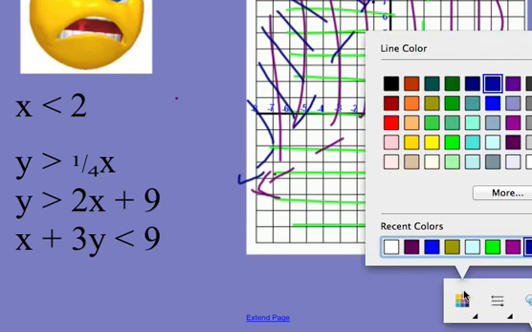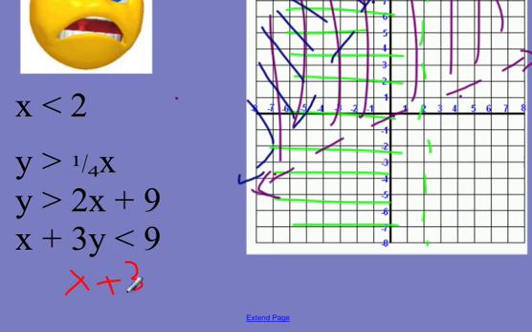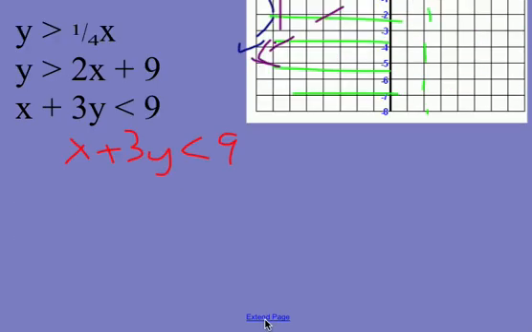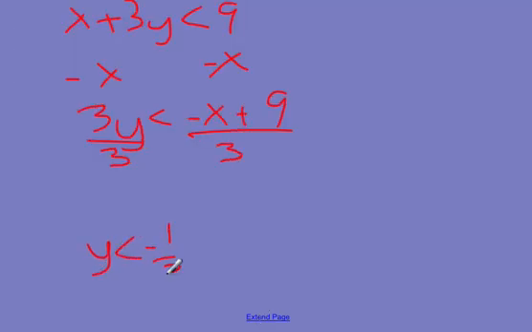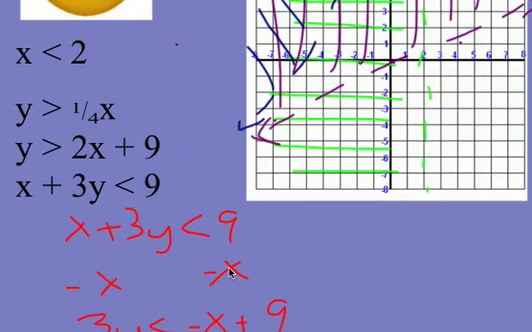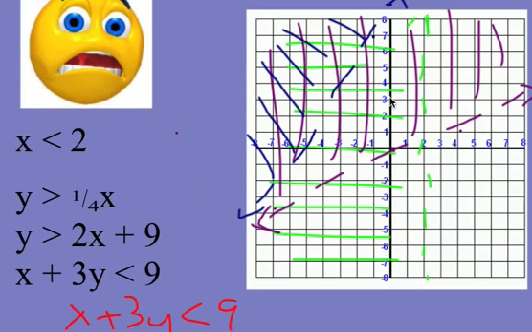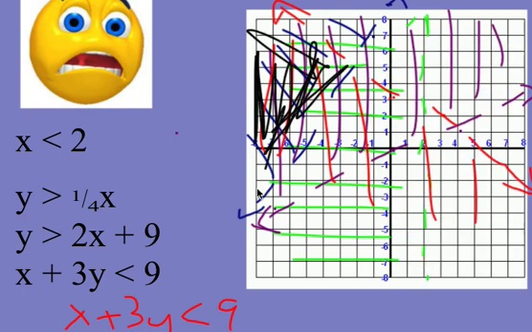Finally, we need to solve this last one for y. So we have x plus 3y is less than 9. So I'm going to subtract x from both sides, and I get 3y is less than negative x plus 9. Divide both sides by 3, and then I get y is less than negative 1/3 x plus 3. So we're crossing the y-axis at 3. And then our slope is negative 1/3, so I'm going down 1, right 3. Again, using a dashed line. Now, it's facing away from the y, so I need to shade down. So my overlapping region of all of these ends up being in this corner right here.